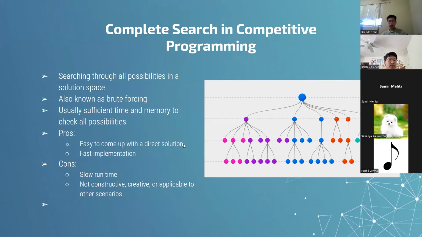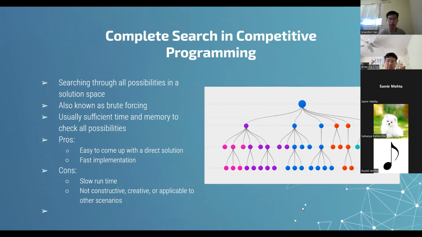So what complete search is, we search through all the different possibilities in a solution space. What I mean by that is we just iterate through every single possibility and see which one's the correct one. This is also known as brute forcing. It's easy to implement a lot of the time, but sometimes the time complexity can be slow. It's not extremely creative, you're just looking through every single possibility. So it can get some easier problems done, but at a higher level it's not going to run in time. But it's still useful to know.